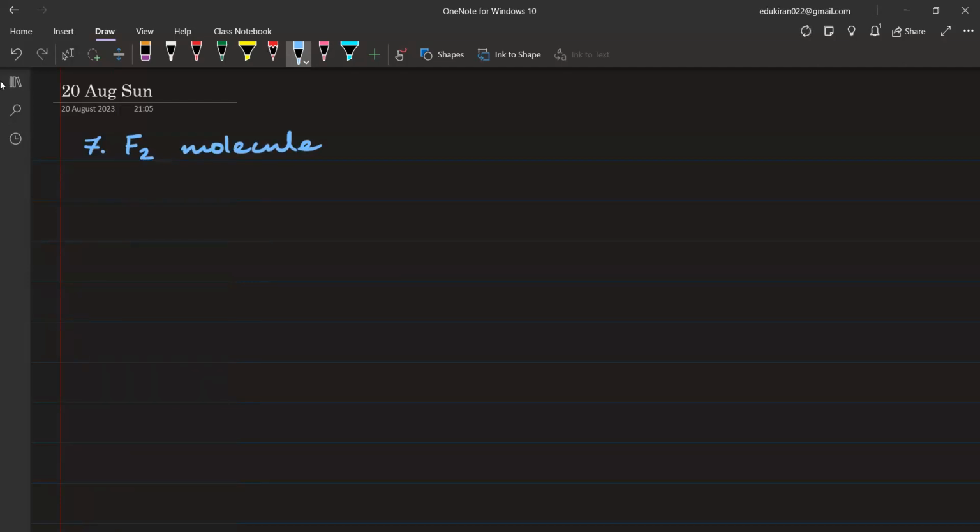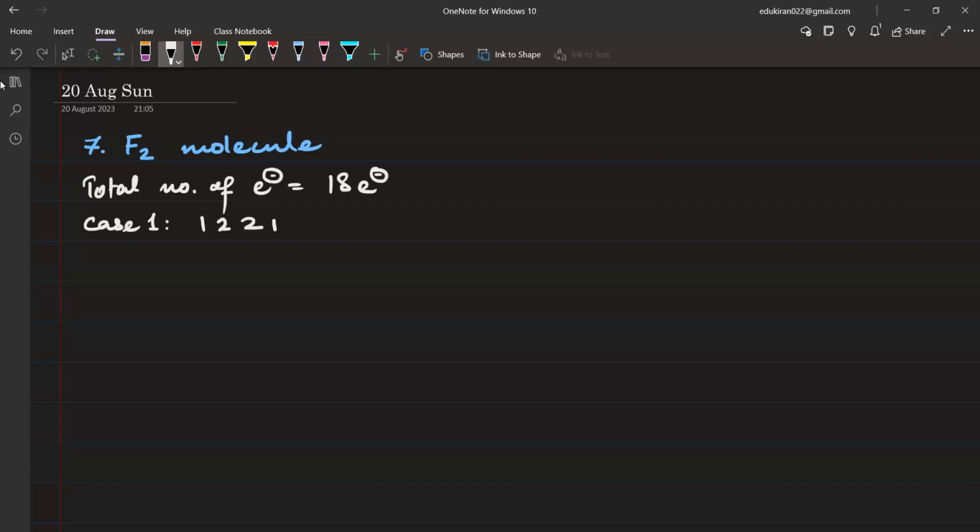Mariam and Sarah, help me here. Siddiqa also. Total number of electrons? 18. Correct. So case 1 or case 2? Case 1. So case 1, that means it will be 1, 2, 2, 1.